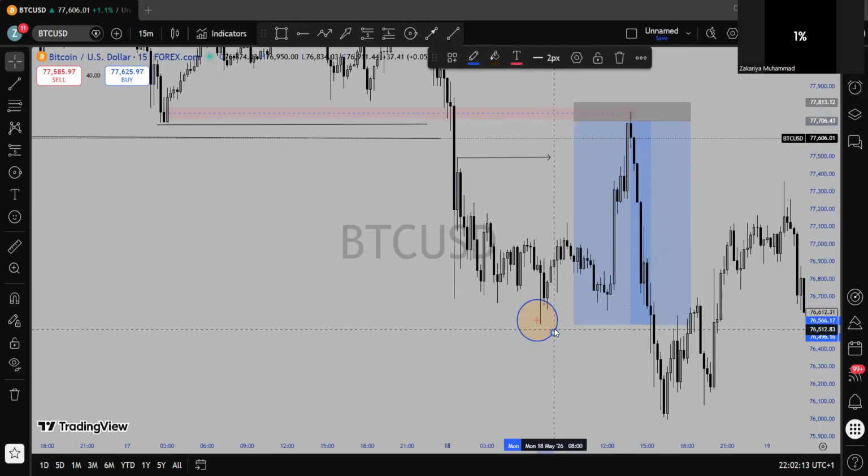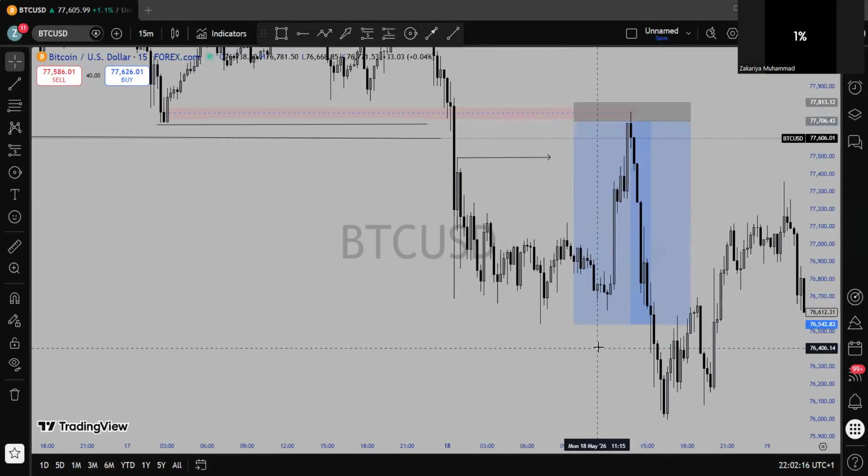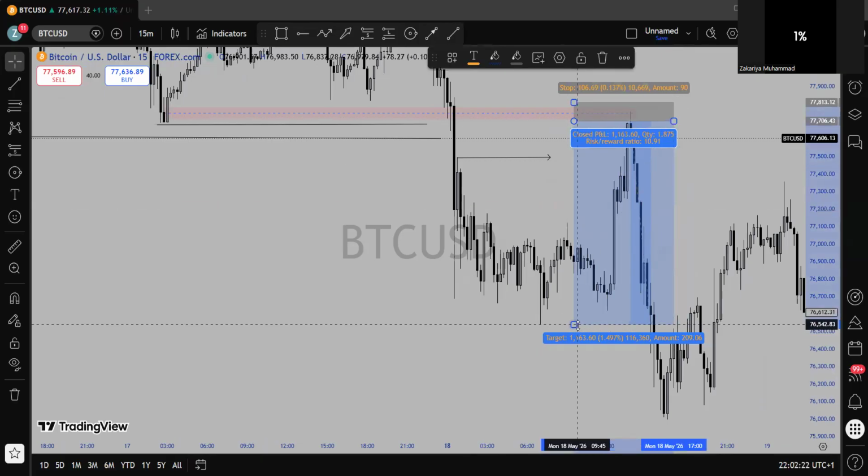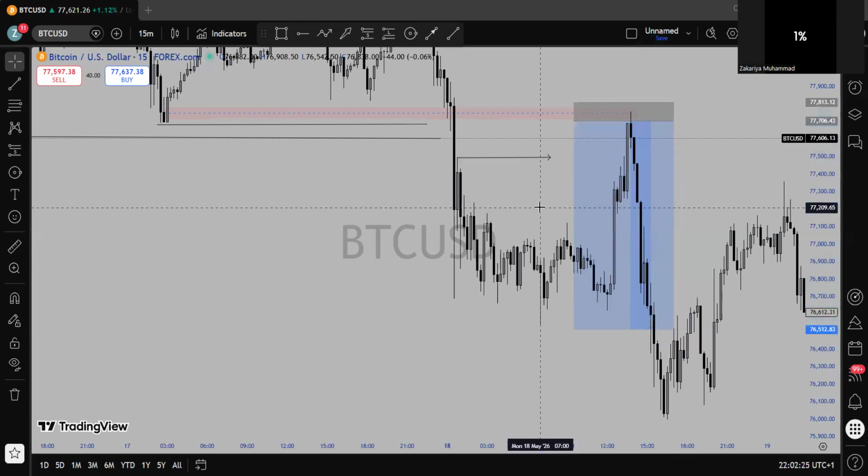So it should be your first target. So you see, this is how you take the trade using continuation. This is 1 to 10R, almost 1 to 11R.